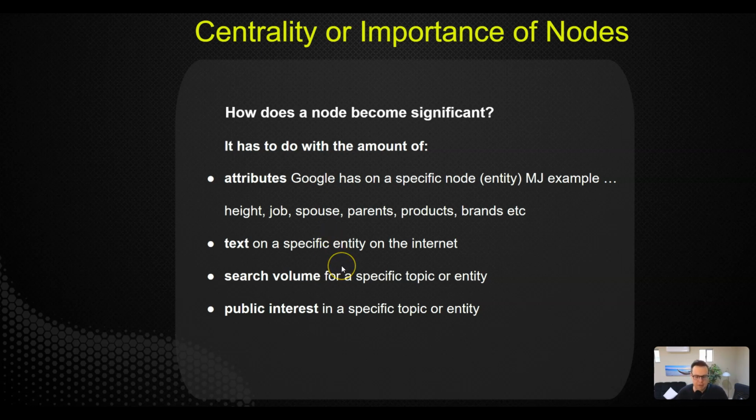And then lastly, we have the search volume for a specific topic and the public interest. So really it starts with the public interest, because people are interested in Michael Jordan. That's why a lot of press releases, news, video content, and text on the internet are created around it, and from that Google then extracts the entities and relationships. So really, if we go back to first principles thinking, it is the public interest in a certain topic that sparks the whole process and gets it started, and that would actually define what important nodes are.